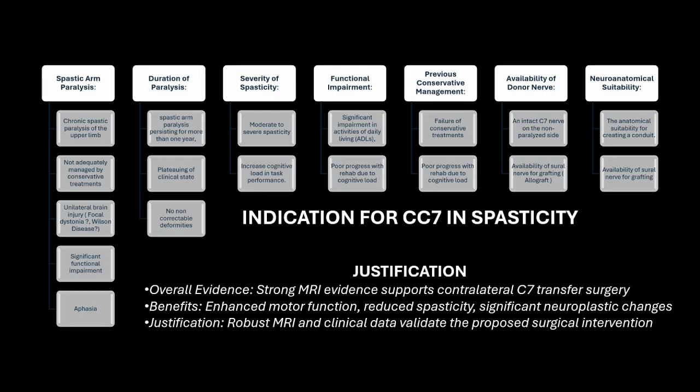So the justification for us to perform this contralateral C7 in this patient was we have strong evidence in MRI that supports contralateral C7, and the benefit would be it would reduce spasticity on the affected side because it's a neurectomy, a high neurectomy of C7, and that would get immediate results as we show in this case. And there is significant improvement in the literature in motor function, and therefore the data that we have, both MRI and clinical data, validate the proposed surgery.